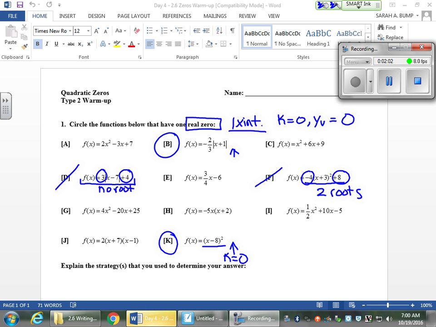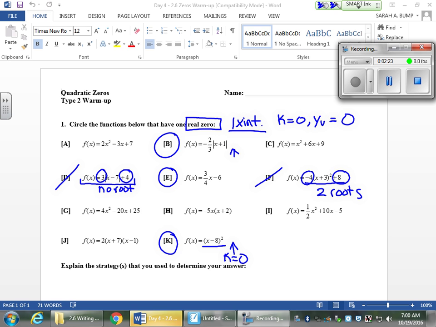While looking through all those letters, I did notice that there was a linear function in there, and that was letter E. All linear functions will cross the x-axis one time, so they will have one root. They will have (1, 0). So that's a problem you can circle. So we've got B, E, and K so far.